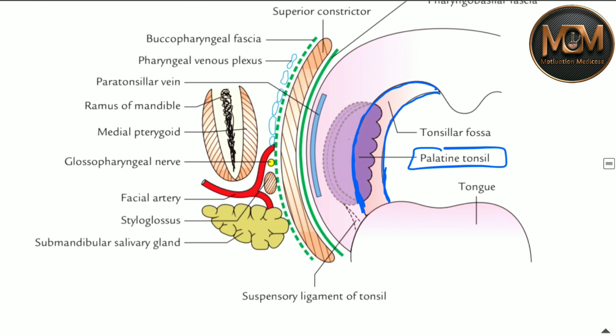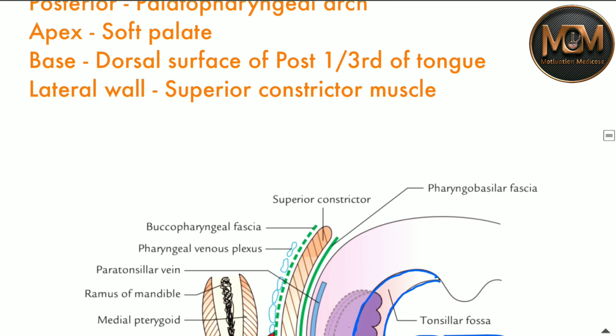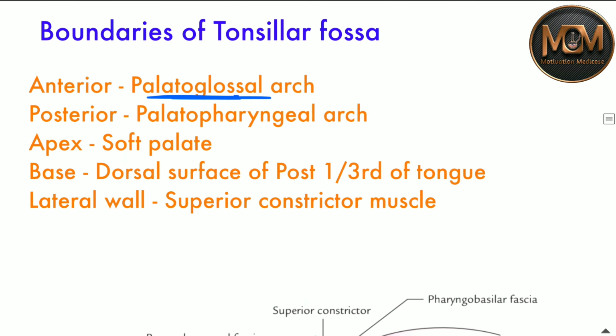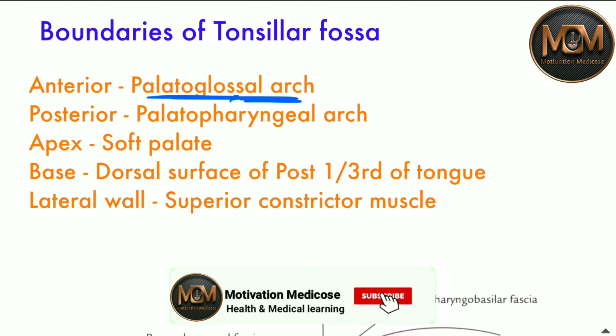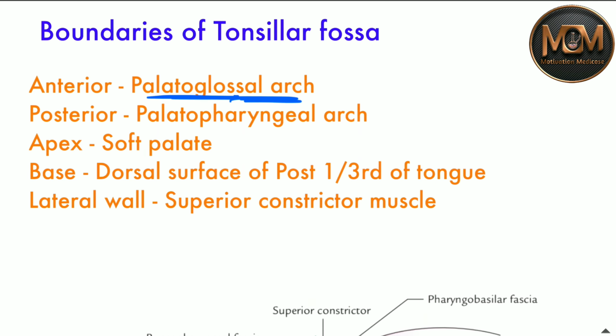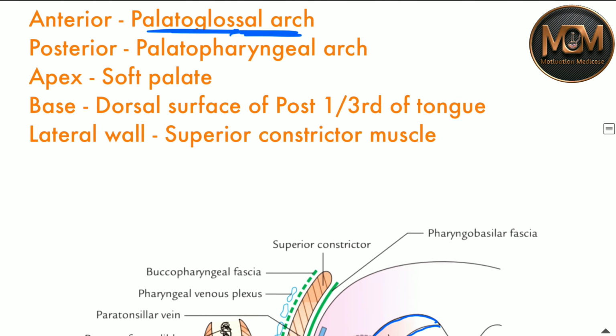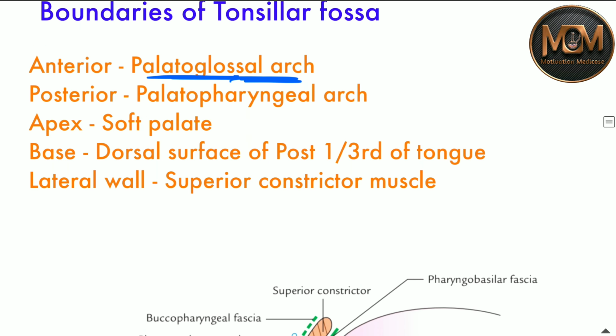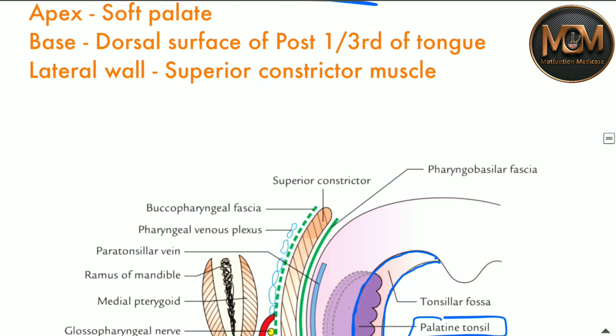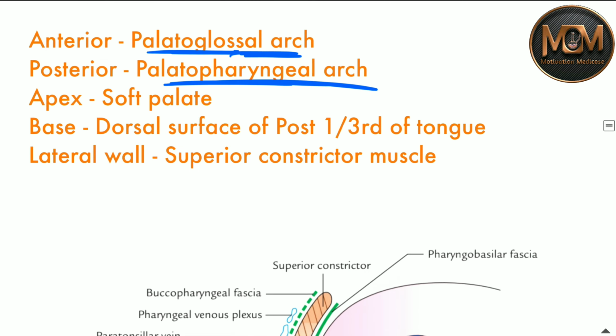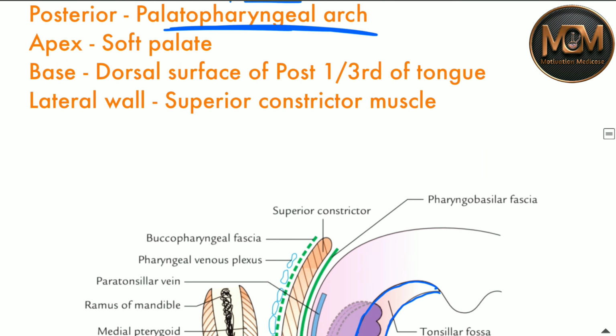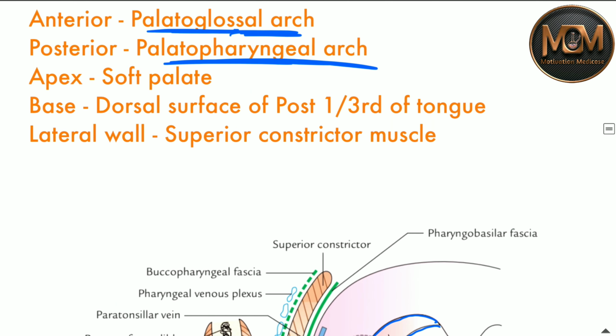The arch which is present anteriorly is the palatoglossus arch. Why do we call it palatoglossus? Because it is formed by the palatoglossus muscle. Behind that, posteriorly, is the palatopharyngeus arch. The palatopharyngeus muscle forms an arch-like structure, that's why it is called the palatopharyngeal arch. So anteriorly it is palatoglossus, and posteriorly it is palatopharyngeus.